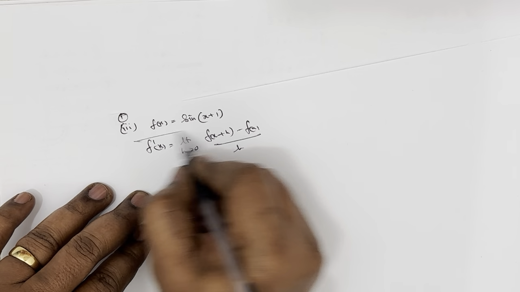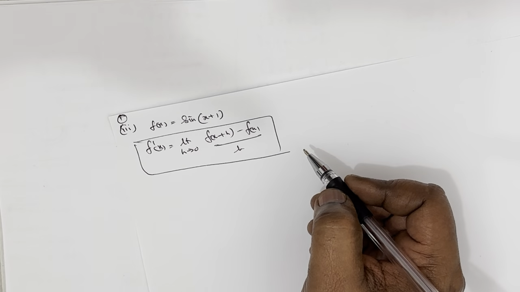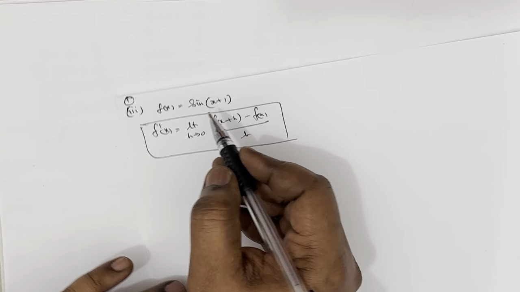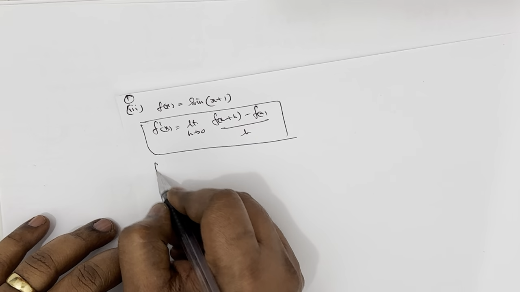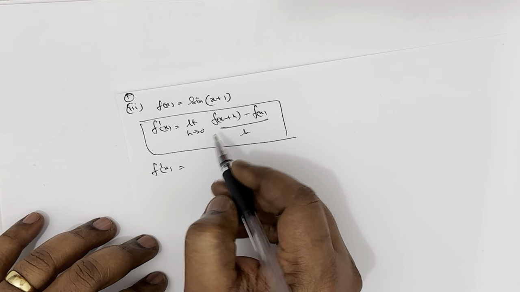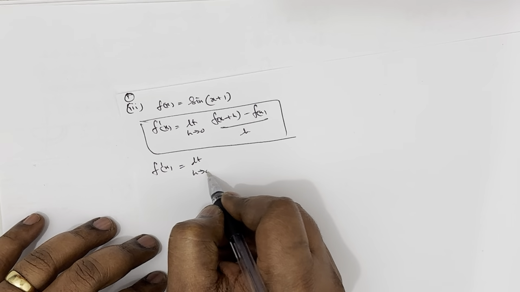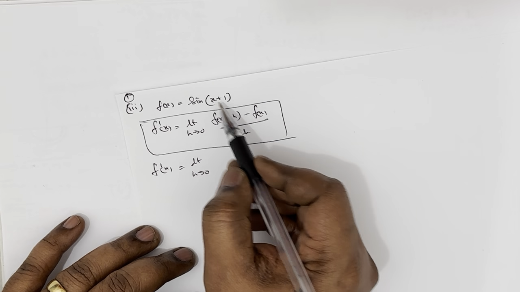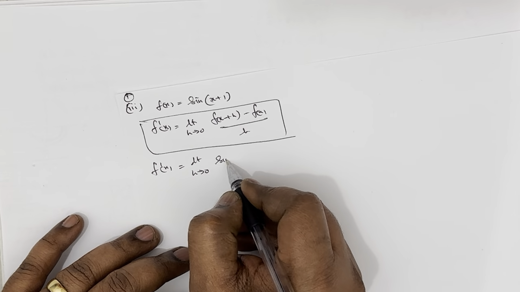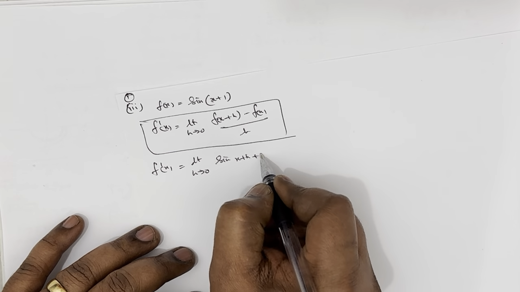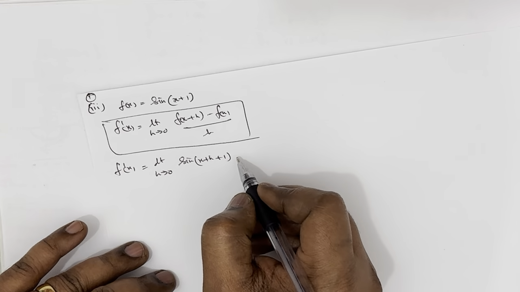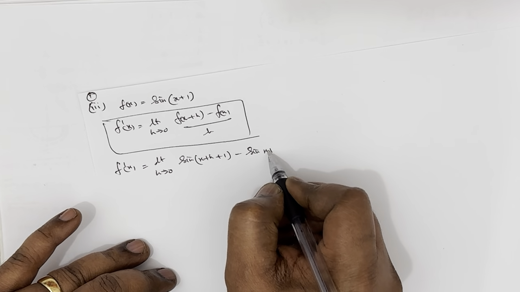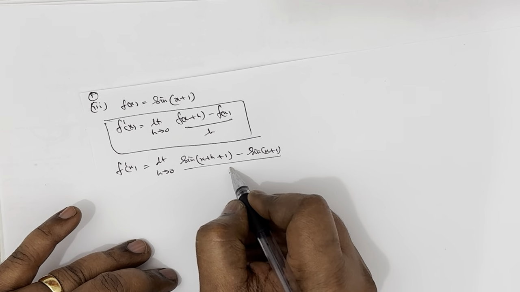Okay, now this is the function f of x, sine x plus 1. So f dash of x will be limit h tends to 0. Now replacing x with x plus h, or adding h to x. Okay, so sine x plus h plus 1, and minus the function as it is, sine x plus 1, upon h.